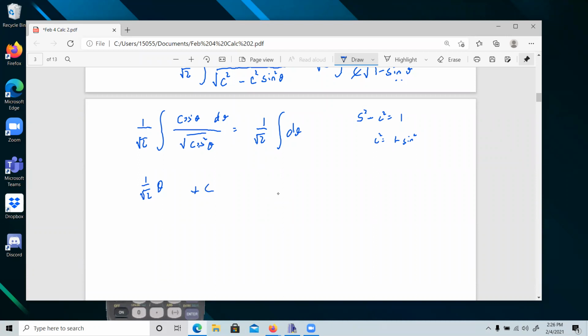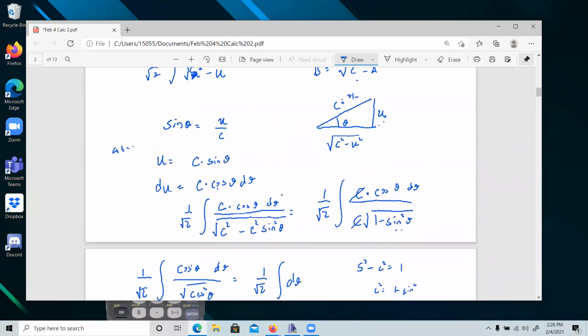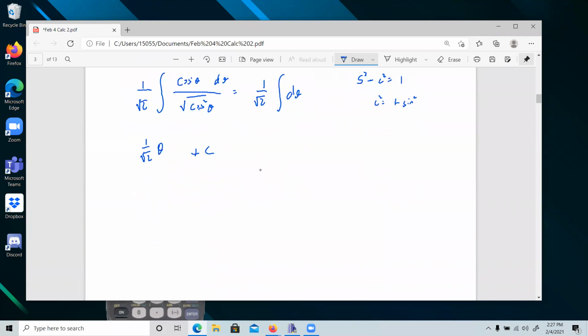Okay, theta plus c. All right, there we go. What the heck is theta? Well, if sine theta is equal to this, then shouldn't theta equal the inverse sine of u over c? Sounds good. So we have 1 over the square root of 2, inverse sine, and then we have u over c. So it did come back and get us.